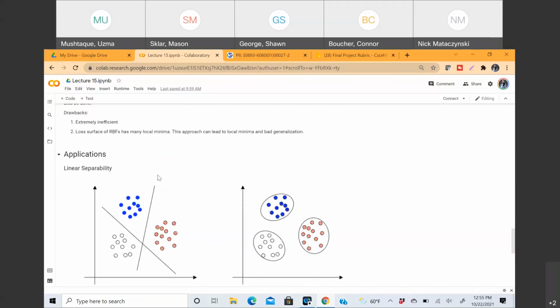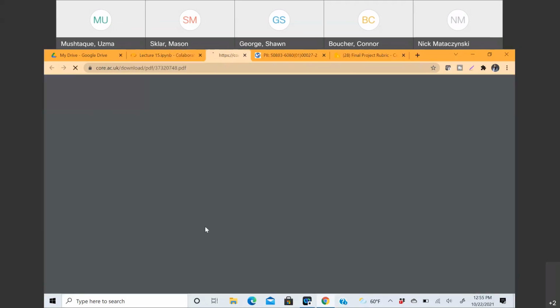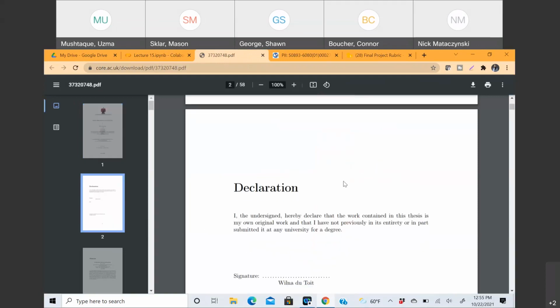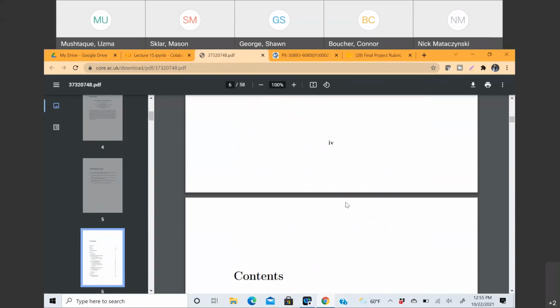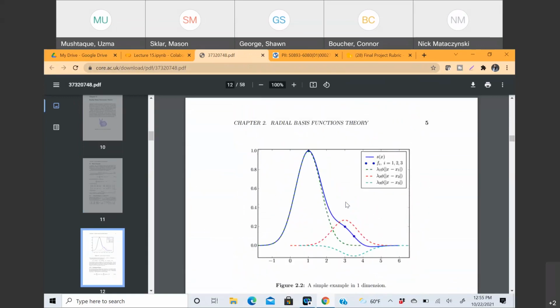Okay, so coming to the applications, the first one, I think we discussed, is linear separability. The other one is interpolation, and that's a very interesting application of RBFs. Interpolation is a special case of regression in which every training point is a prototype, and so the number of weights is exactly equal to the number of training examples. And so you can solve that equation, right? This paper actually gives a nice overview, and this is I think somebody's thesis, but I really like this example. It sums up how we can do interpolation really well.